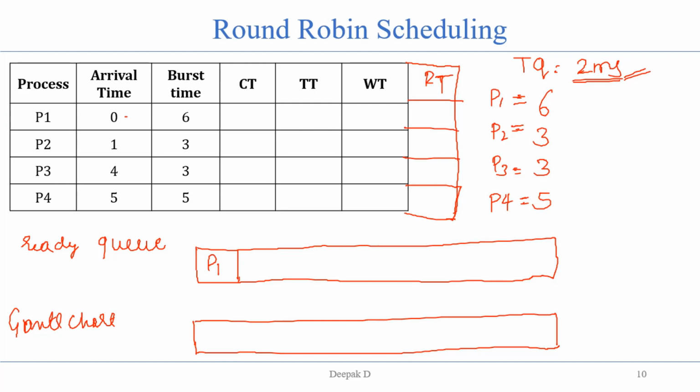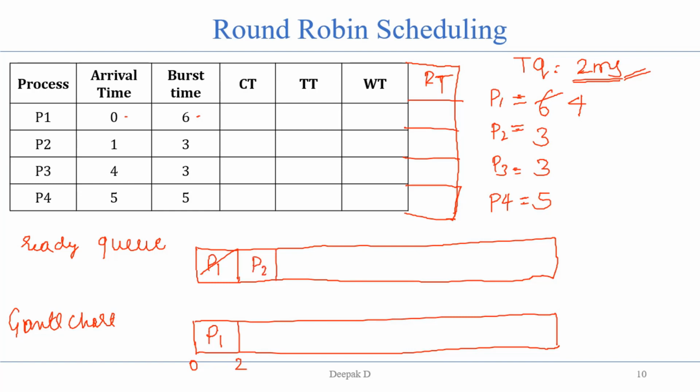So P1 is taken here and given for execution, so it completes its 2 time quantum. You can see here the burst time is 6, and I have to execute only 2 milliseconds, so I am done with that. Now what is the remaining here? 4 with respect to P1. Meanwhile, P1 completes its execution. At time 1, the process P2 has arrived.